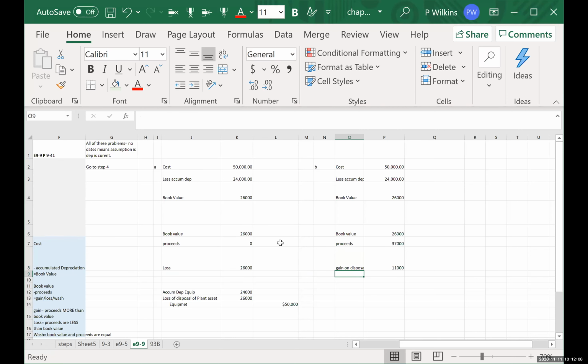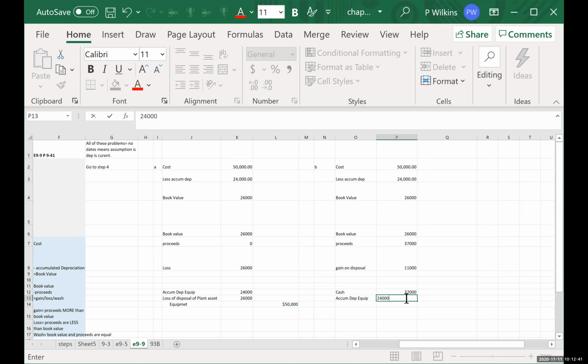Okay. So we're going to go down here. And when we have a gain, when we sell it for proceeds, cash is always the first thing we deal with. So we got cash. So we're going to debit cash for the amount of cash we got, which was $37,000. We are then going to debit accumulated depreciation equipment to clear out that account. And accumulated depreciation equipment for this one was $24,000.